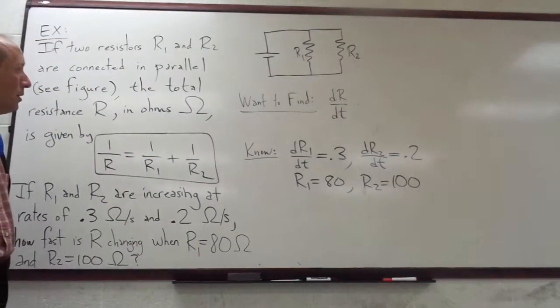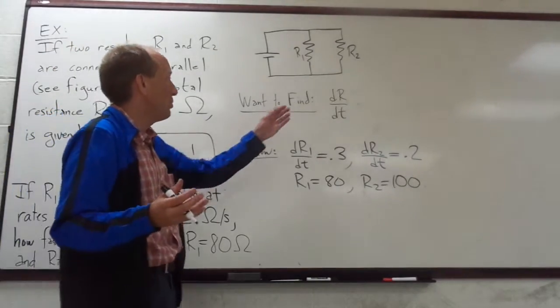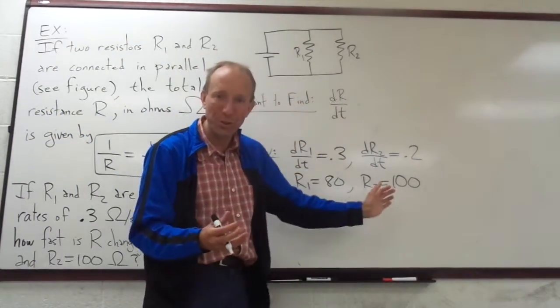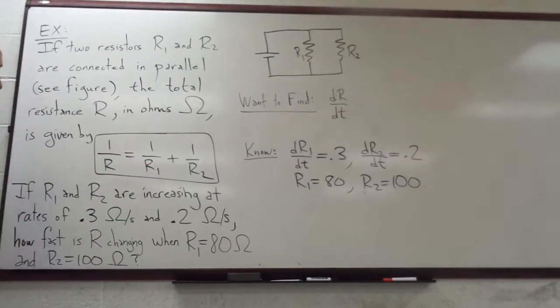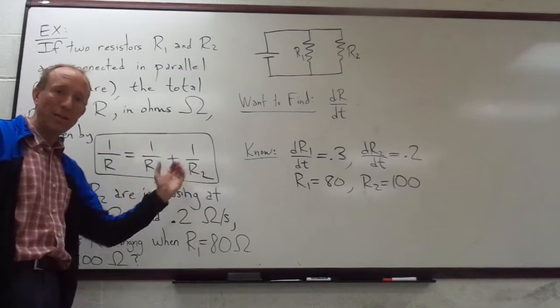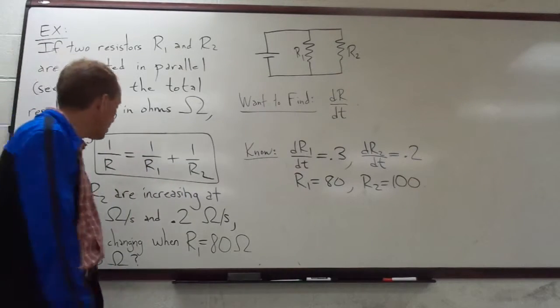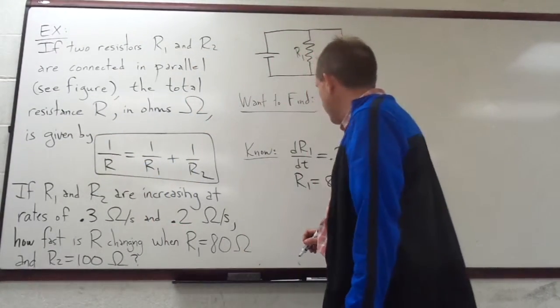Okay? So normally we would use geometry to write down the relationship between R, R1, and R2, but that's been done for us right here. So we don't have to bother with that part. We can go straight to taking the chain rule to differentiate this equation. So let's do that. These are just -1 powers of those various resistors.